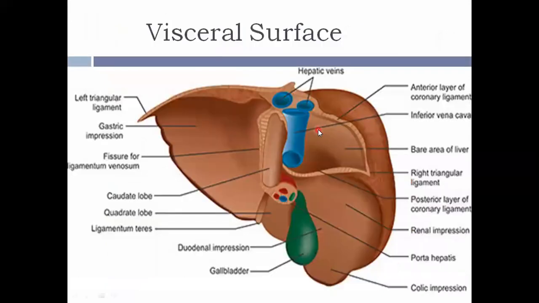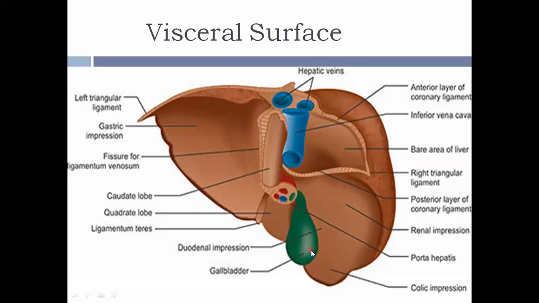We'll move on to the next surface. That's called the visceral surface or inferior surface. As the name indicates, the surface is related to most of the visceral organs of the abdomen. This surface is concave in nature and it is directed downward. The visceral surface is separated from the diaphragmatic surface by this thin, sharp inferior border.